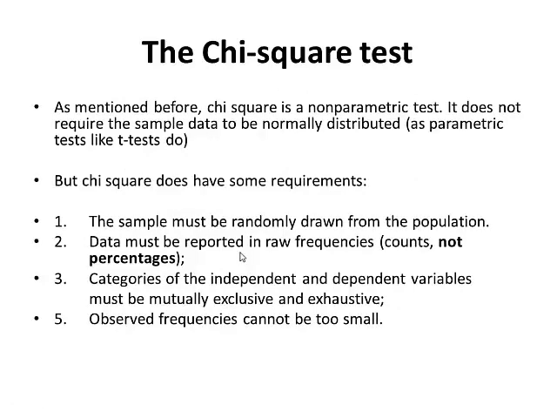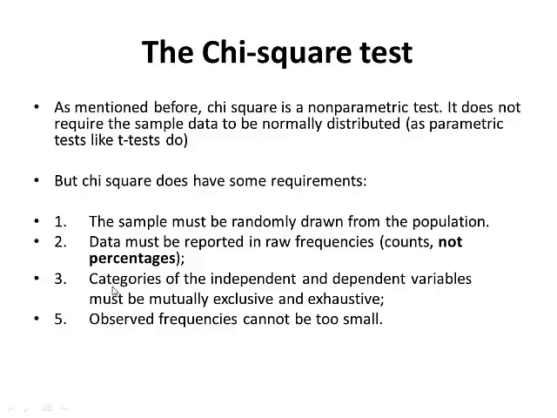As I said before, chi-square is a non-parametric test. It does not require the sample data to be normally distributed like the t-test and the analysis of variance, those parametric tests do, but the chi-square does have some requirements. The sample must be randomly drawn from the population, first of all. The data must be reported in raw frequencies. So we use counts. We count the data rather than percentages.